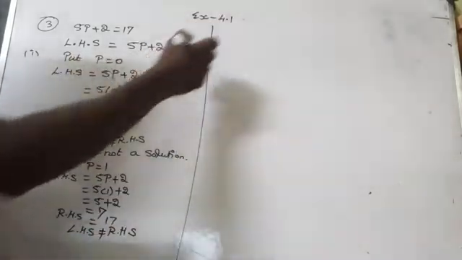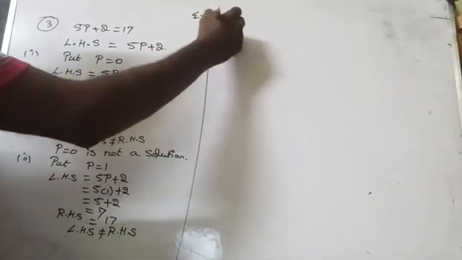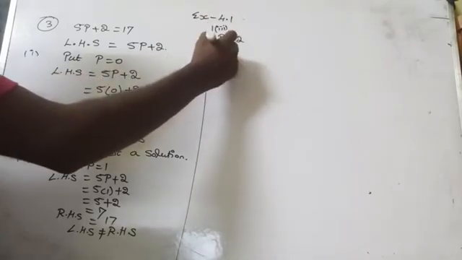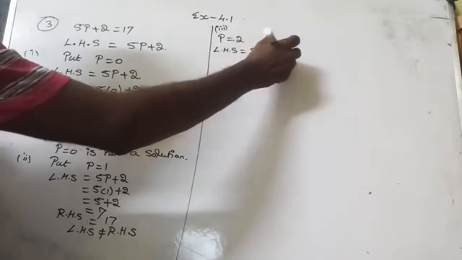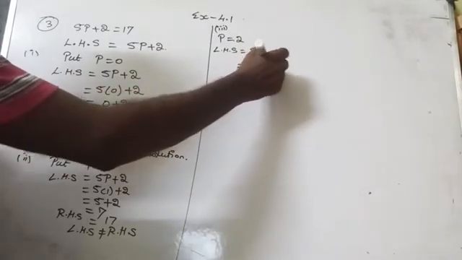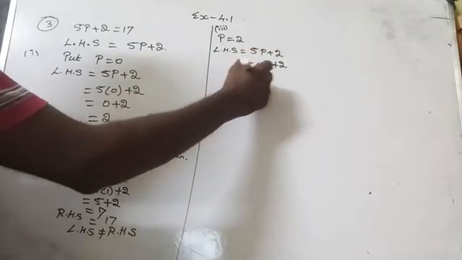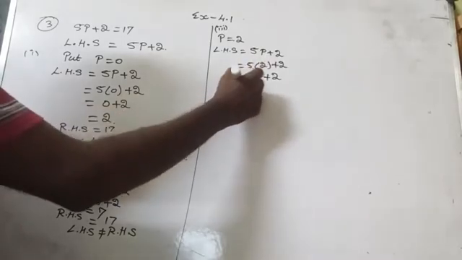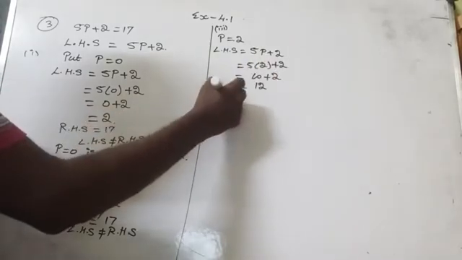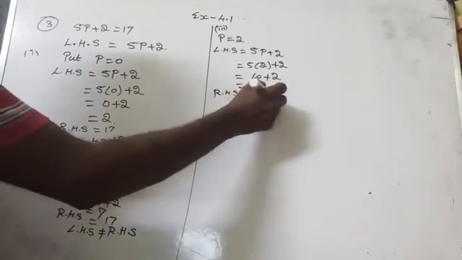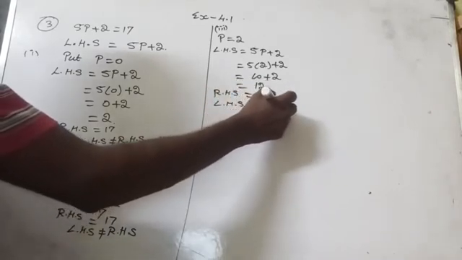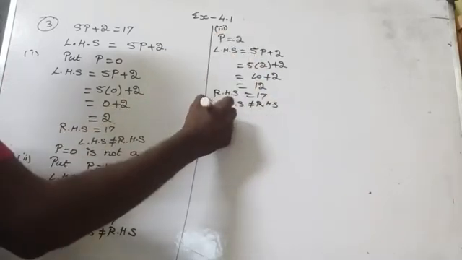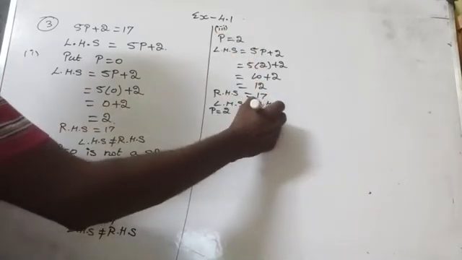Now we will try p equal to 2. The left hand side is 5p plus 2, so 5 into 2 plus 2. 5 twos are 10, plus 2 is 12. But the right hand side is 17. The left hand side is not equal to the right hand side. Therefore p equal to 2 is not a solution.